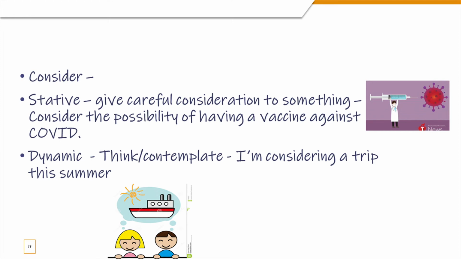We don't often jump to conclusions. We don't take decisions immediately. So you always contemplate. So that is the actual dynamic meaning. For example, I'm considering a trip to Sorrento this summer. So if you're planning, if you're thinking, you're not sure, but you're still thinking and you haven't made a decision, in that case, I'm considering a trip this summer.